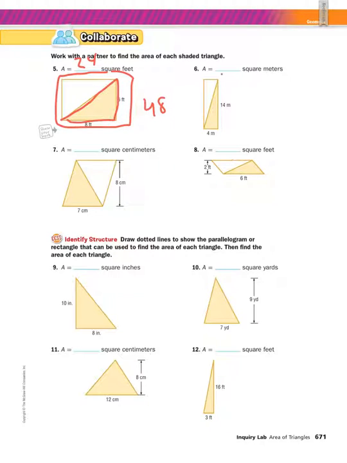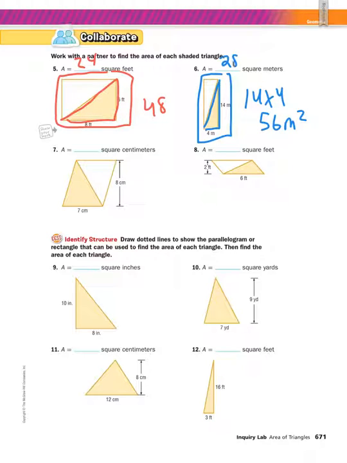All right, let's see how you did. So the area of the whole rectangle would be 14 times 4, which is 56 square meters. Now that's the whole rectangle. Remember, to find the triangle, you would have to then take that 56 and cut it in half. And 56 divided by 2 is 28. So the triangle is 28 square meters. All right, so you'll go back and do 7 and 8 on your own. I won't do those in the video, but I'll be checking those in a little bit.